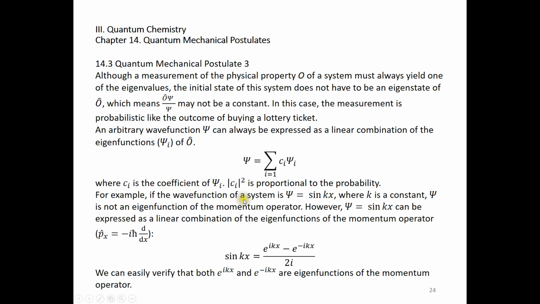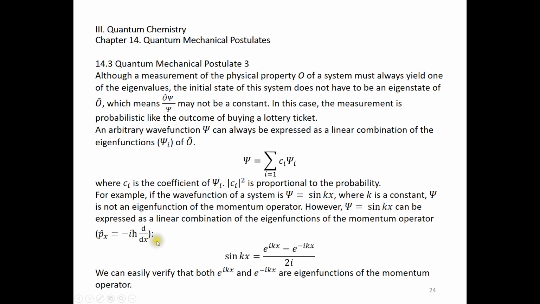If the eigenfunction of a system is sine kx, where k is a constant, we know that sine kx is not an eigenfunction of the momentum operator. We double check this. We apply the momentum operator to sine kx and then divide by sine kx. We did not get a constant. However, we can express this wave function as a linear combination of the eigenfunctions of the momentum operator.